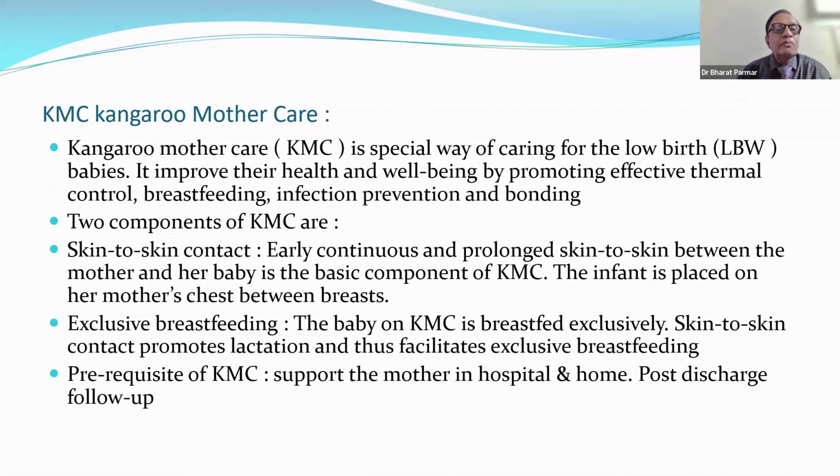The two components of kangaroo mother care are skin-to-skin contact. Early, continuous, and prolonged skin-to-skin contact between mother and her baby is a basic component of kangaroo mother care. The infant is placed on her mother's chest between the breasts. And exclusive breastfeeding. The baby of kangaroo mother care is breastfed exclusively; skin-to-skin contact promotes lactation and thus facilitates exclusive breastfeeding. The prerequisite for kangaroo mother care: support for the mother in hospital, at home, and post-discharge follow-up.